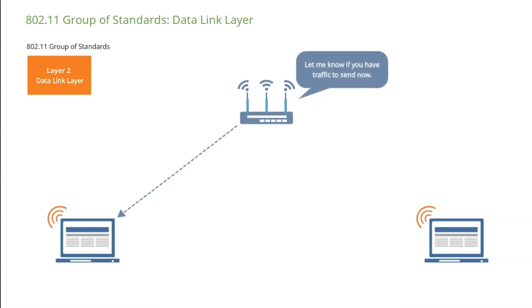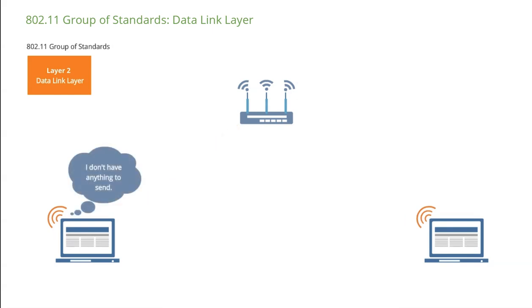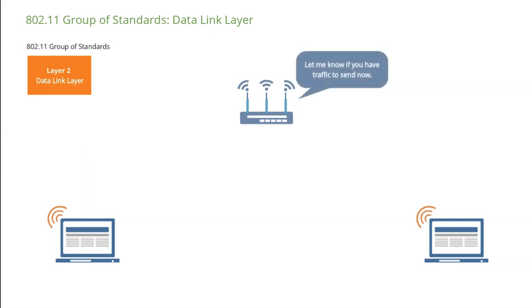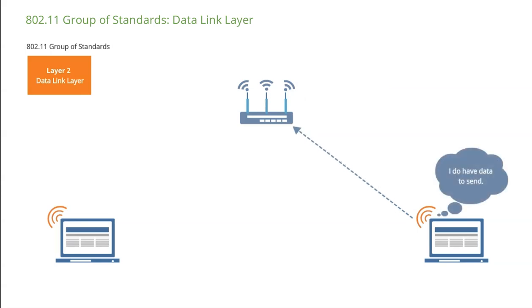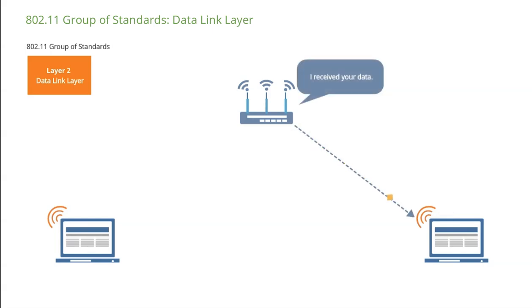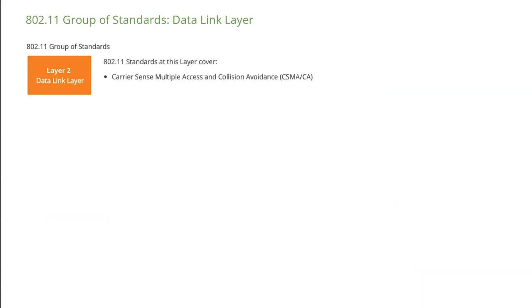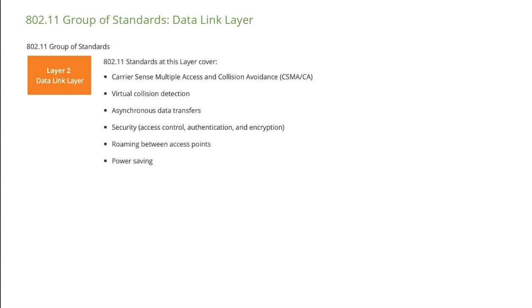802.11 also defines the option to use a centralized access method that requires an access point to poll all of the connected clients on a regular schedule to see if they have any traffic to send. In this situation, the client sends data when polled, if it has data to send. In addition to CSMA-CA, virtual collision detection, and asynchronous data transfers, other important specifications at this layer control security. So access control, authentication and encryption, roaming between access points, power save specifications, and quality of service.